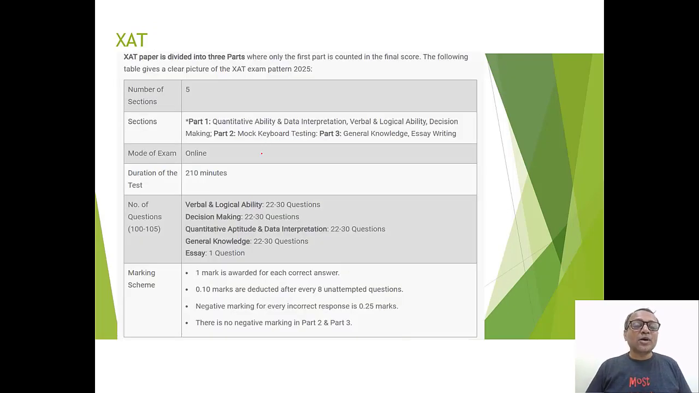XAT. The paper is broadly divided into part 1, which has 3 sections: maths, DI, verbal and logical reasoning, and decision making. Then you have testing, and last year general knowledge and essay. So this is the paper pattern. Normally you'll be given calls based on part 1 of your paper, that is maths, verbal, and decision making.